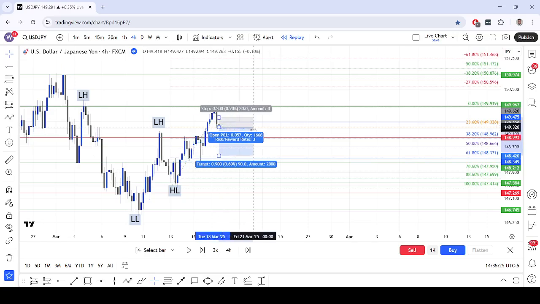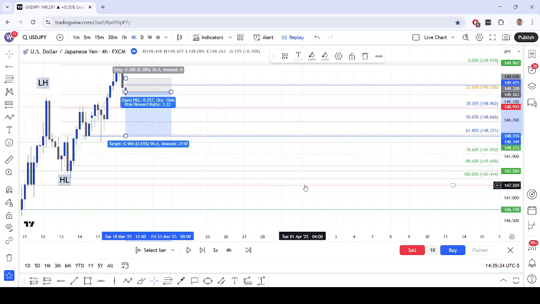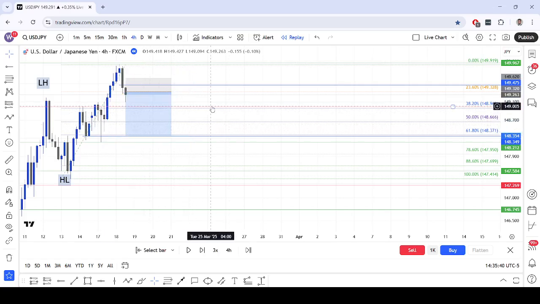Let me widen this a little. So it could either come down to the 61.8. Let me draw a line there. Or it could actually come down to this support area. Or it could actually just react at this daily support. So let's see.